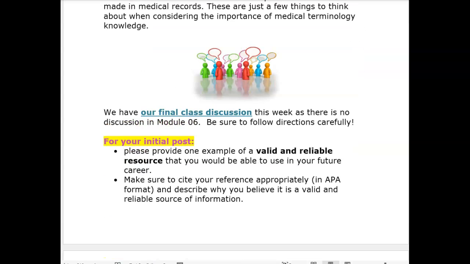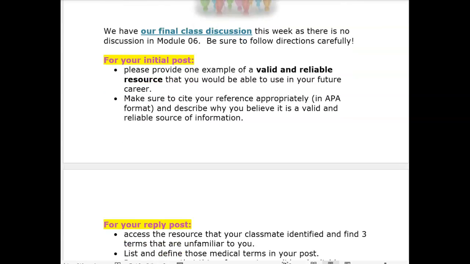So for our final class discussion this week, and you may have noticed I said final class discussion because there is no discussion in Module 6. So you want to make sure you follow the directions very carefully. For your initial post, you're going to provide one example of a valid and reliable resource that you would be able to use in your future career. You want to make sure to cite your reference properly using APA formatting and then describe why you believe it is a valid and reliable source of information.